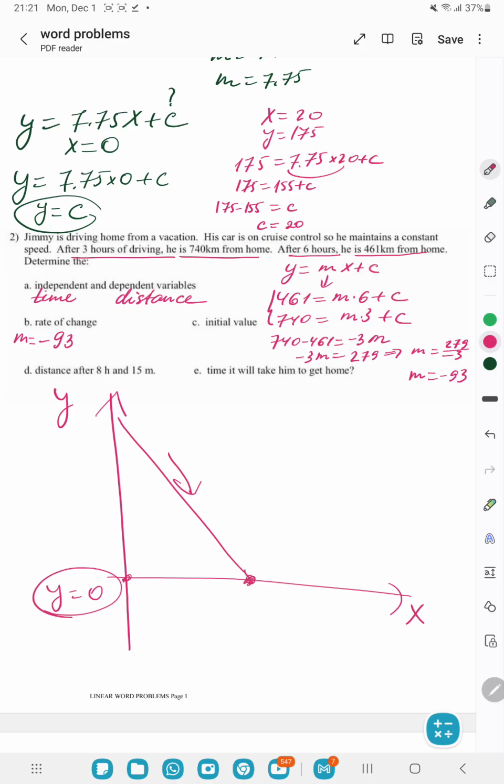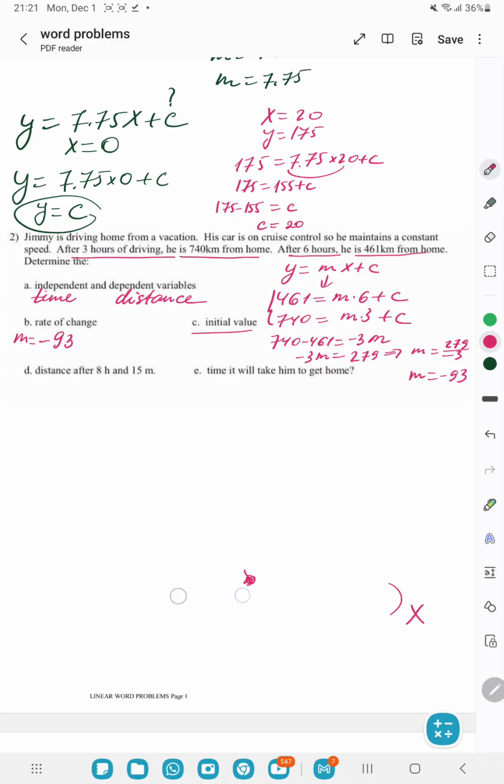So you find the y-intercept to find the initial value, where it was at the beginning, before traveling home. What was the distance between home and the place that you were? So the initial value is the y-intercept. Whenever we say initial value, we plug in x equals 0. So y will be negative 93x plus c. Basically we have to find c.